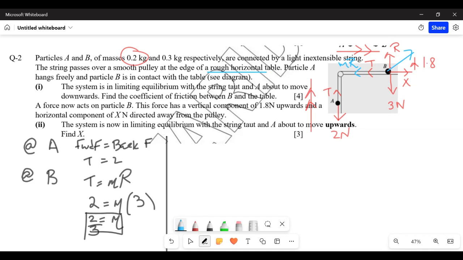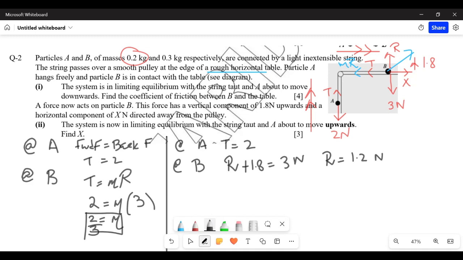So again, let's look at A first. Forward force is equal to backward force since the system is in equilibrium. So T is equal to 2. And at B, first we can say that R plus 1.8, there are two upward forces at B, R plus 1.8 is equal to 3 Newton. So R is going to be 1.2 Newton.